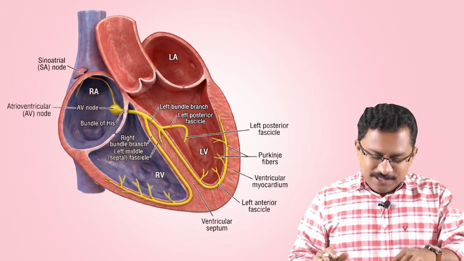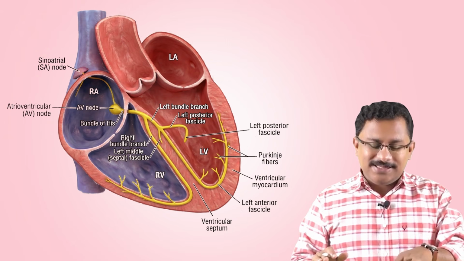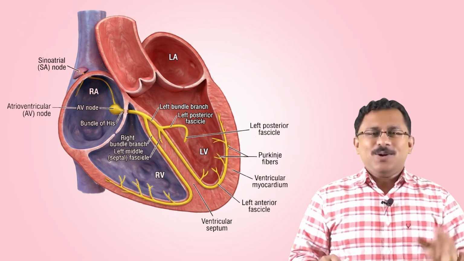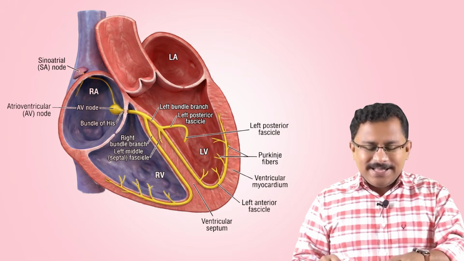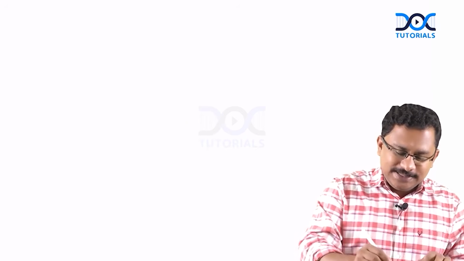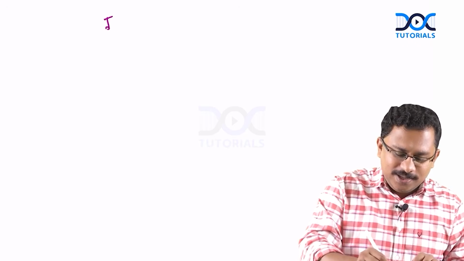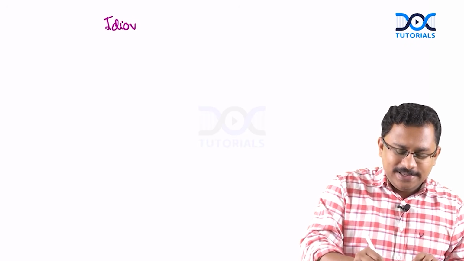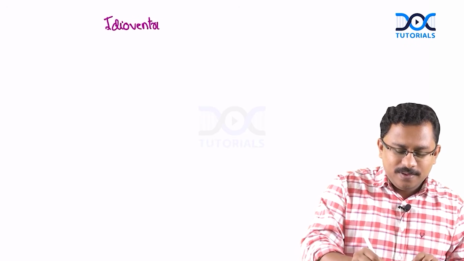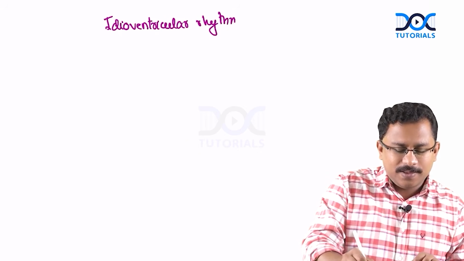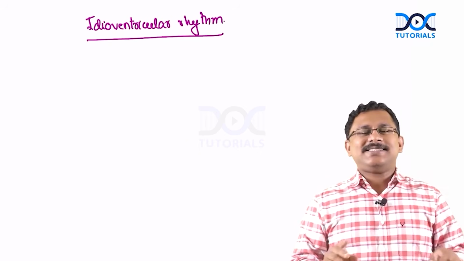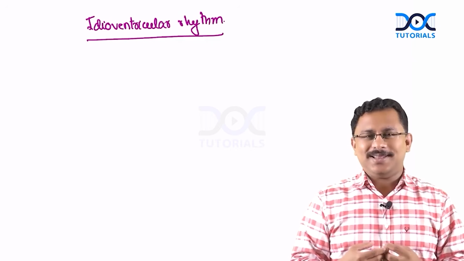Clear? Okay, so I hope you are clear with the junctional rhythms now. Now sinus rhythm is over, junctional rhythm is over. The next rhythm that you are going to learn is idioventricular rhythm. So what is this idioventricular rhythm?